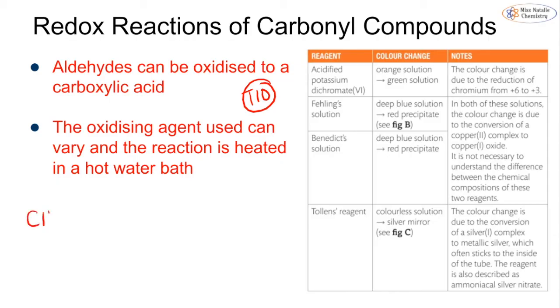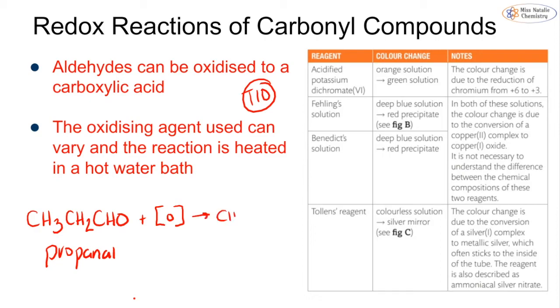So again, if I have a very simple aldehyde, in this case I'm going to use propanal, and I add 1 mole of the oxidizing agent, I'm going to make propanoic acid. So changing it to COOH. And you need to know the different reagents that we use as well as the colour change.